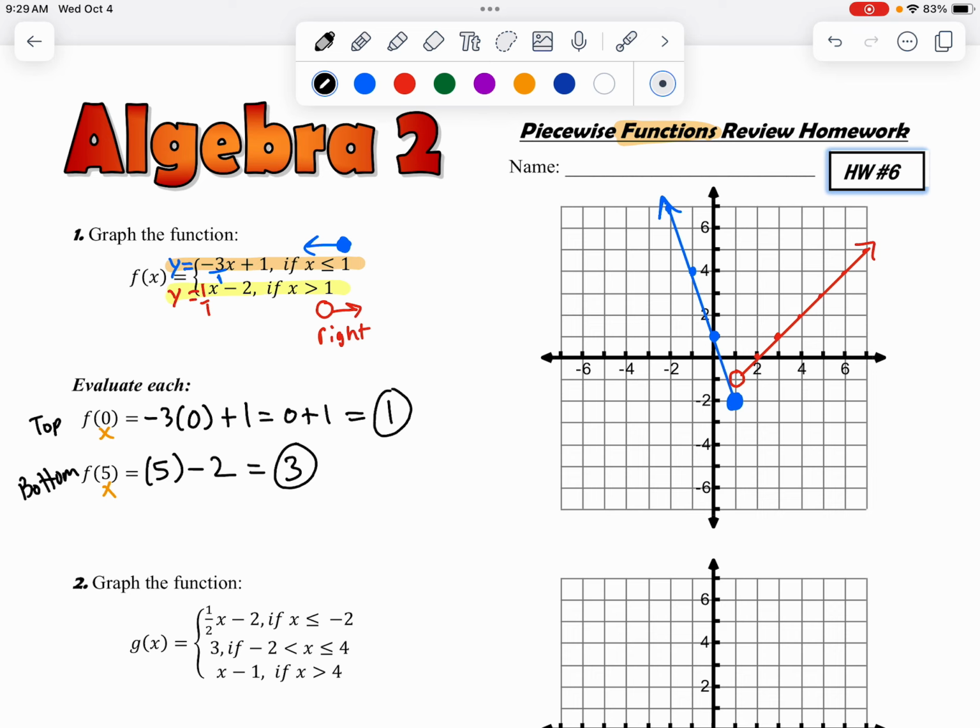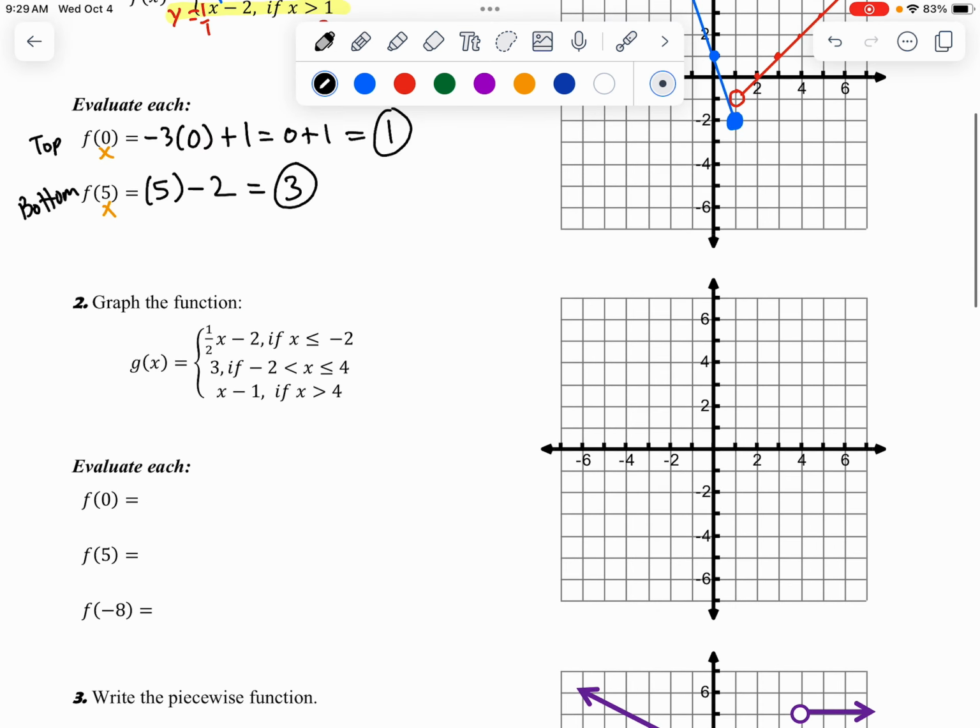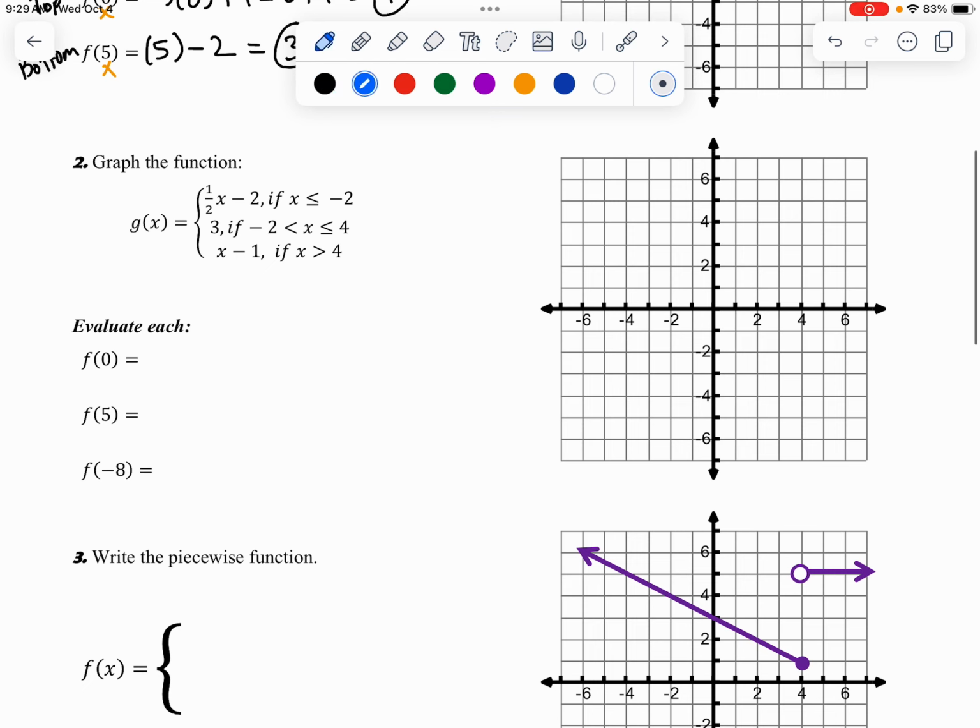At the end, don't write any inequality after this. What you're finding right here, the 1 and the 3 that we found, those are y values. Don't put them into the x less than or equal to 1 or the x greater than 1 inequalities. These are y values, not x values. All right, so that's the first one. I'll go through the second one as well.